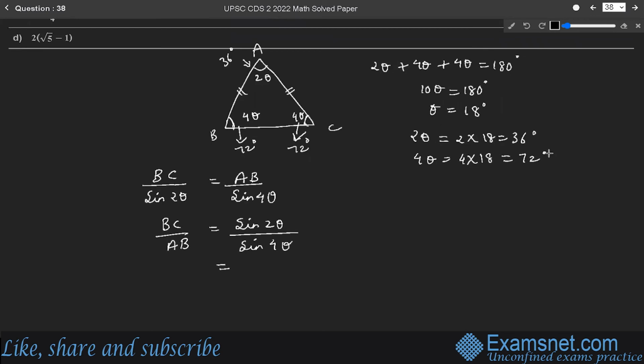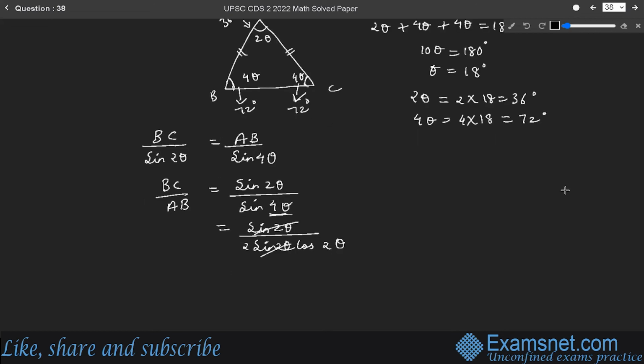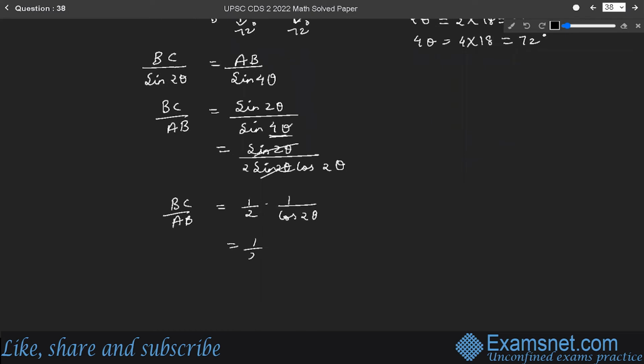Now sine 4 theta can be written as 2 sine 2 theta into cos 2 theta. See, there is a 2. Sine 2 theta and sine 2 theta will be cancelled. So BC upon AB is equal to 1 by 2 into 1 upon cos 2 theta. We know that the value of 2 theta is 36, so it is 1 upon 2 into 1 upon cos 36. But we cannot directly find the value for cos 36.